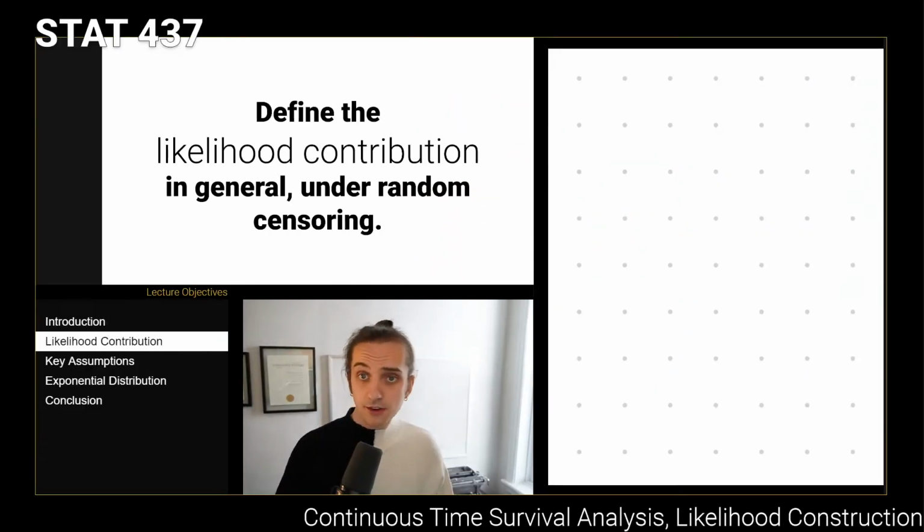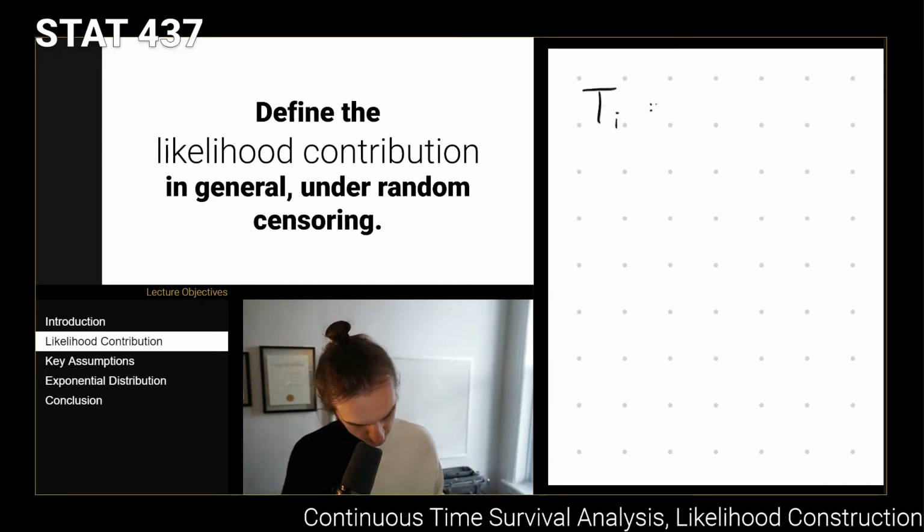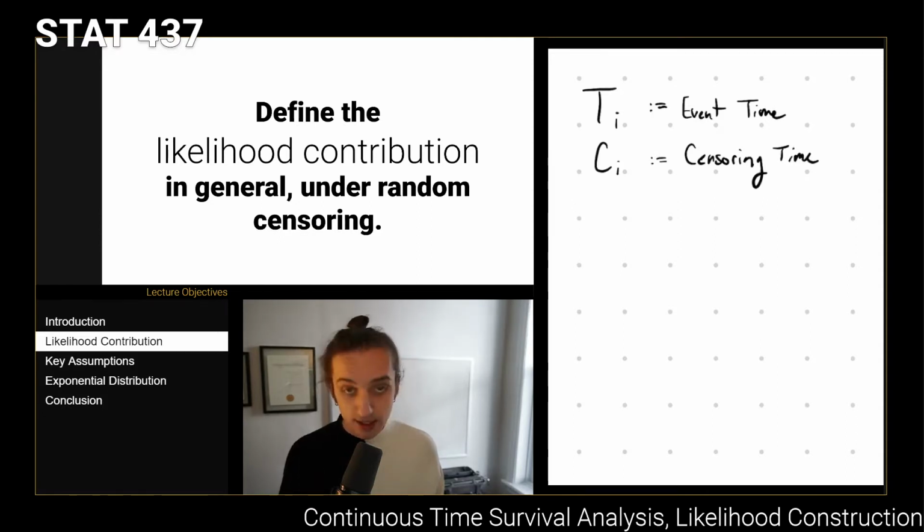So the first thing that I want to do is define the likelihood contribution for an individual under random censoring. What do we mean by this exactly? Well, remember that for each individual, we're hypothesizing that there is some T_i, which is the event time, and also some C_i, which is a censoring time. We've talked about different mechanisms for censoring. Sometimes those are going to be random, sometimes deterministic. But right now we want to work from the very general case of this being a random distribution itself.